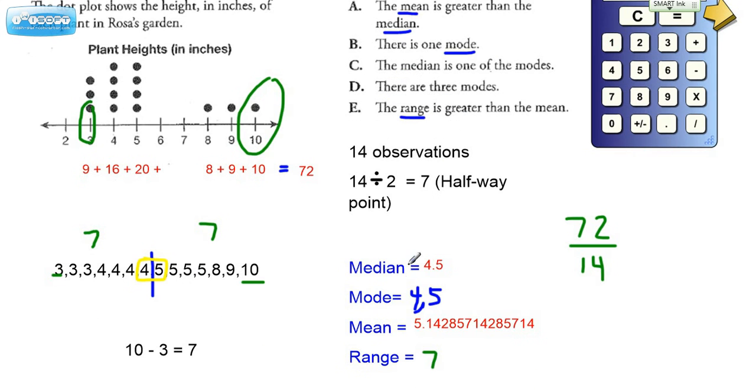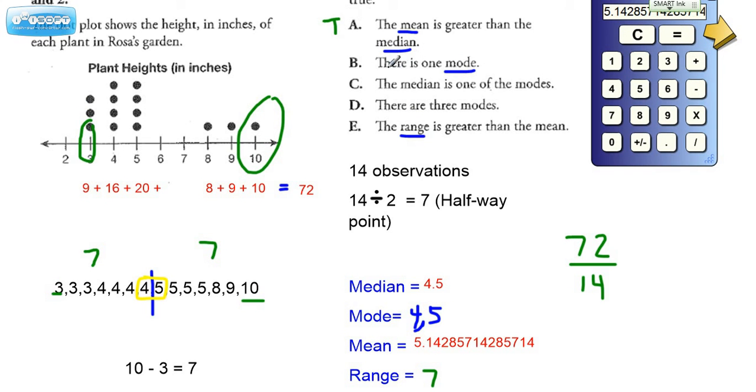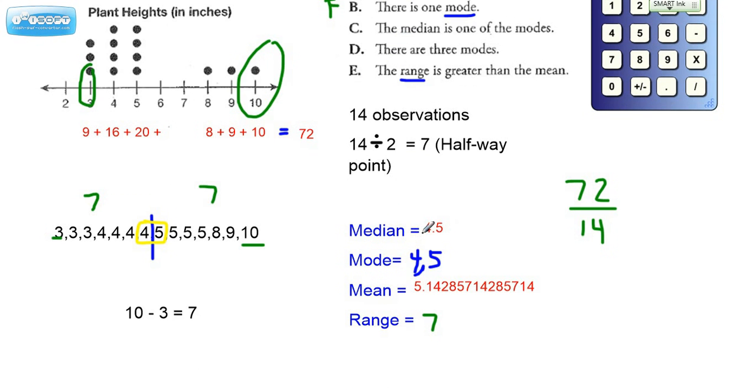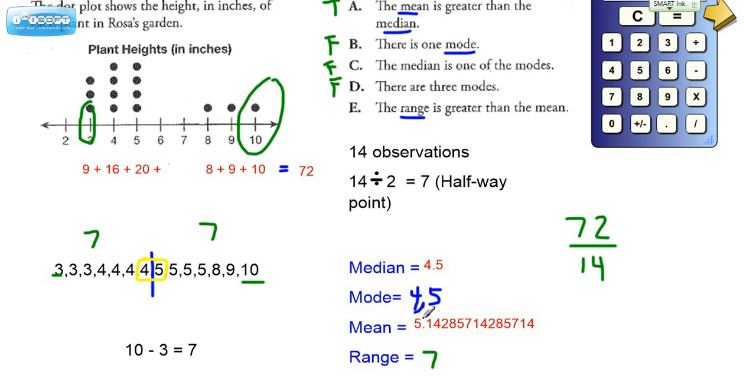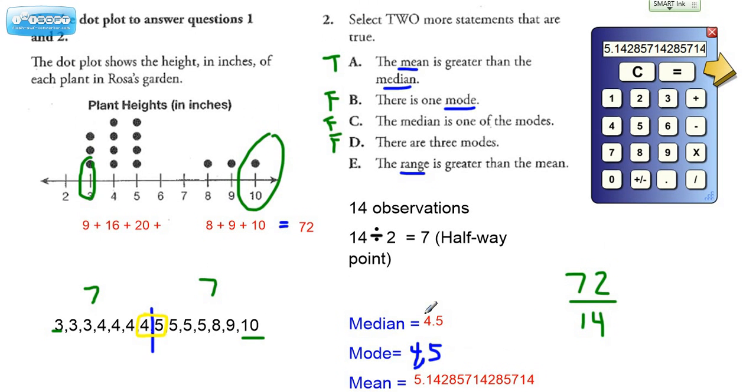The mean is greater than the median. Is this greater than that? That's true, so let's put a T next to that. There is one mode. Well, we have 2, so that's false. The median is one of the modes. Median is 4.5. Is that one of the modes? Is 4.5 listed here or here? Nope, that's false. There are 3 modes. Well, we have 2, so if this said 2, you'd be right, so that's false. And the range is greater than the mean, so the range is 7, and the mean is this. Is that true? Is this greater than that? If so, then you're going to put a T next to that. All right, so remember you have to pick 2. Click the 2 that are true.